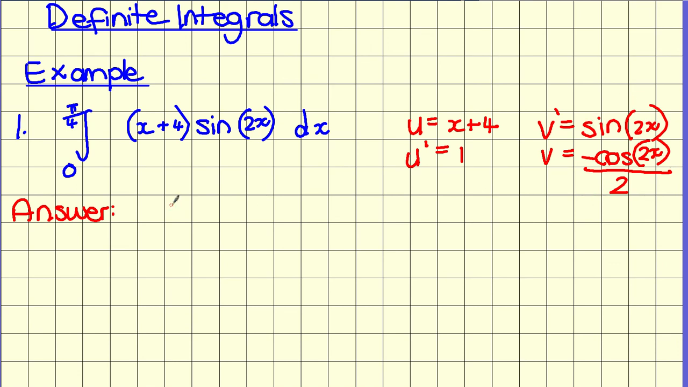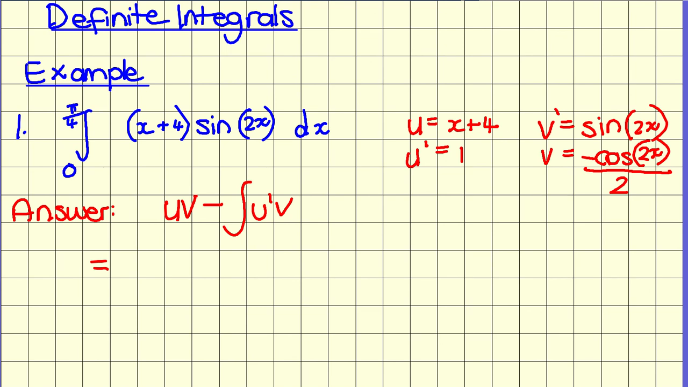Now for every single question, I would recommend you write the formula down. So uv minus the integral of u dash v. You actually get 0 marks for writing the formula, but it's a good habit to get into, because if you get the formula wrong, then you're going to lose marks. You do get a mark for doing this part though. So make sure you do your u and v dash.